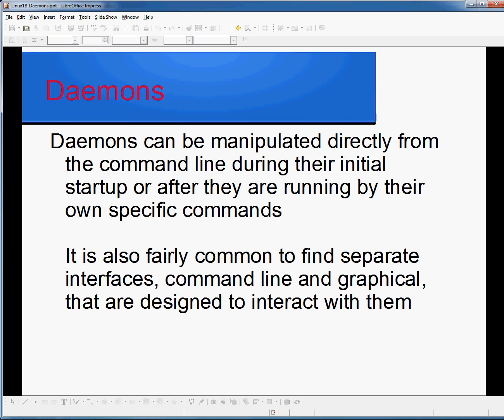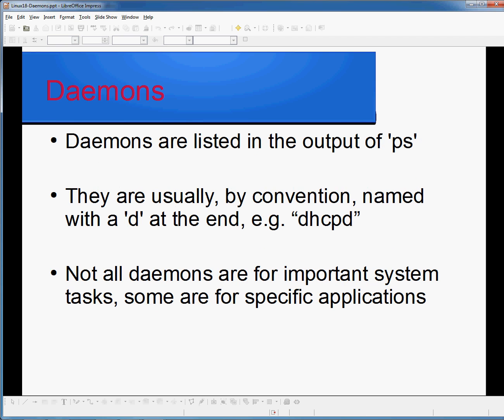You can also find that there will be different interfaces. Some daemons will actually use a graphical interface. This is rare for it to actually happen for the daemon itself. Some people will actually make a graphical interface to a daemon that they constantly have to use. So this is where you would find that happening.